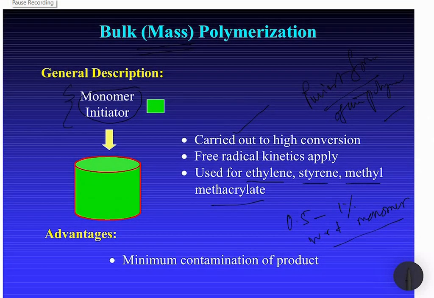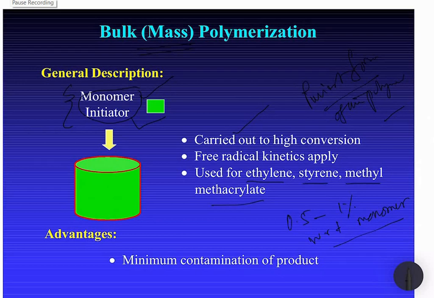Now in bulk polymerization technique, the system is composed of only two components. One is the monomer that you want to polymerize, and the initiator. Now you can have more than one monomer, because you can also go for free radical based copolymerization. So that monomer or monomers that you can take, and you can take the initiator. So these are the two components which constitute this bulk or mass polymerization technique.